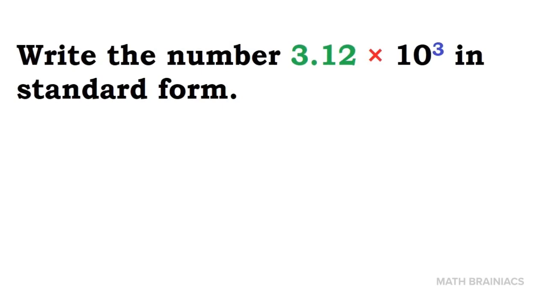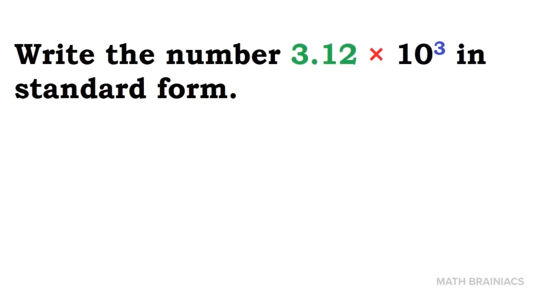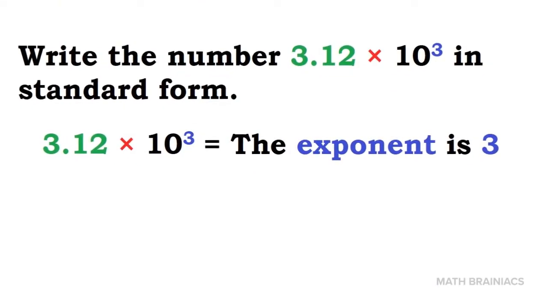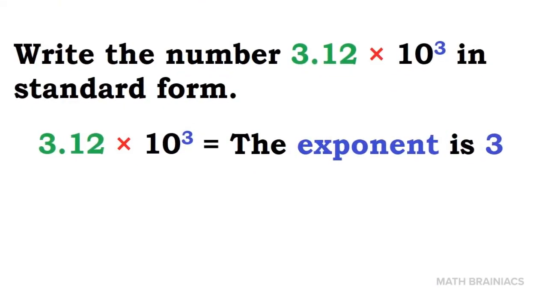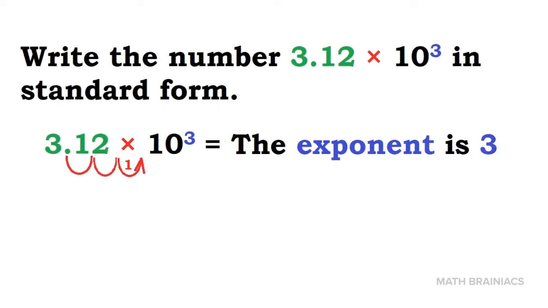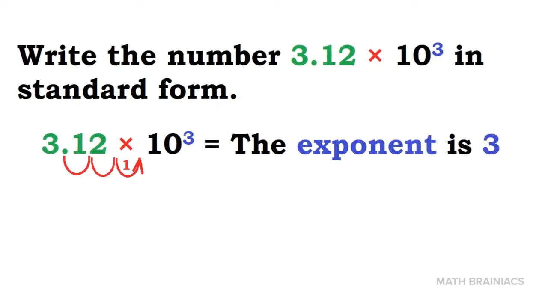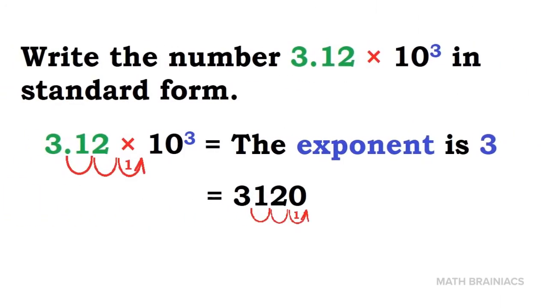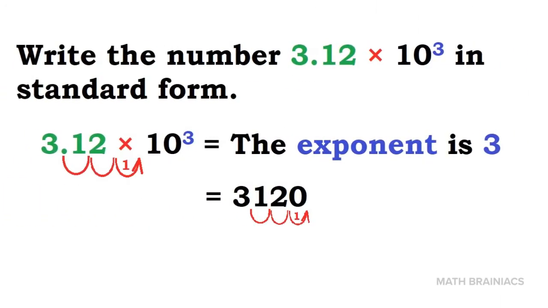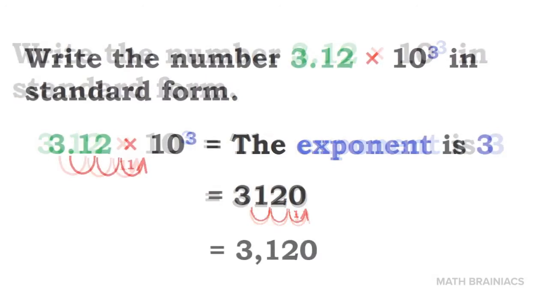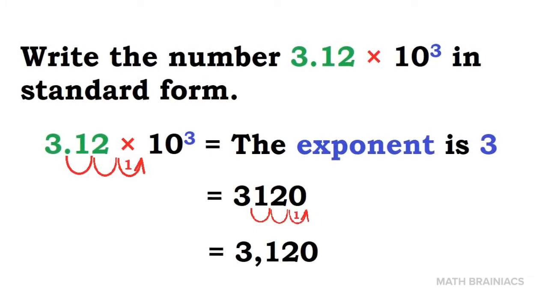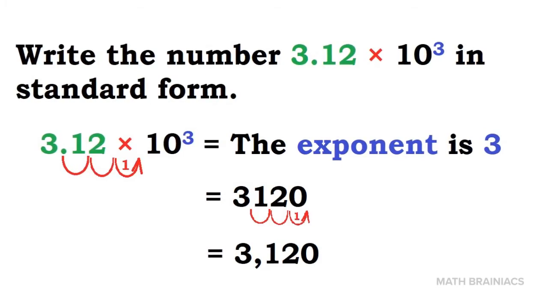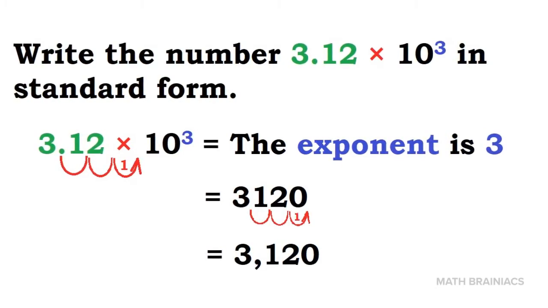Let's work on another example so that you can understand it well. Write the number 3.12 times 10 to the power of 3 in standard form. Accordingly, you can see that the exponent is 3. For that reason, you are going to move the decimal point 3 places to the right. Thereby, you are going to add 1 more zero to the number. Accordingly, 3.12 times 10 to the power of 3 will give us 3,120 in standard form.